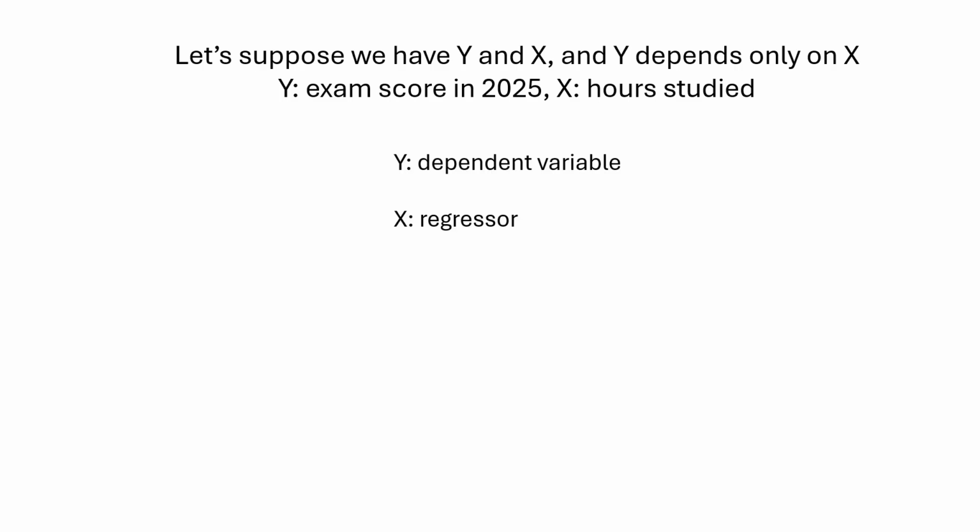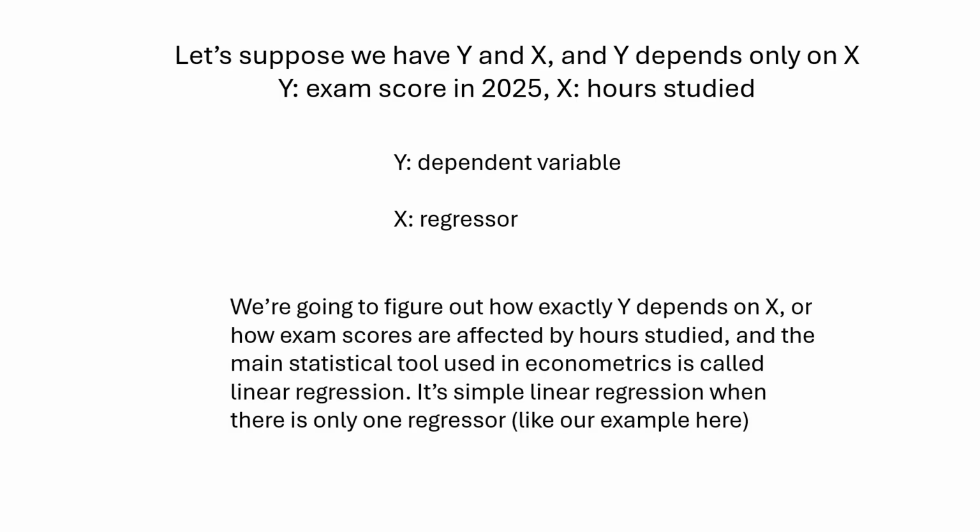In econometrics, y is called a dependent variable, and the x variables are referred to as the regressors. What we're going to do is figure out how exactly y depends on x, or how exam scores are affected by hours studied. And the main statistical tool used in econometrics is called linear regression. It's simple linear regression when there is only one regressor, like our example here.